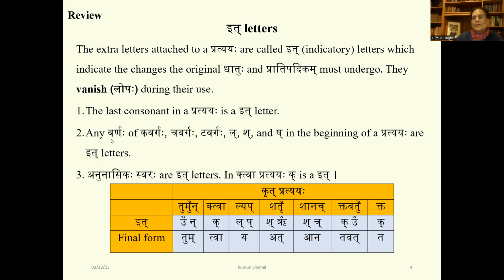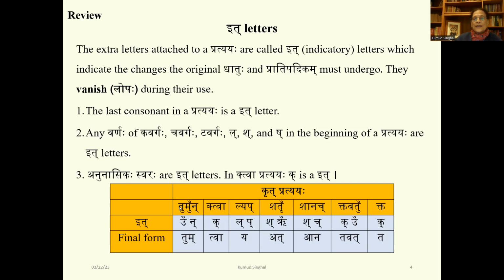Panini has about, I think, 6 or 7 rules which tell us what is an it letter. So the last consonant in a pratyaya is an it letter. Any varna of kavargaha, chavargaha, tavargaha, la, sha, and sha in the beginning of a pratyaya are also it letters. And anunasikaha swaraha are it letters. So the krit pratyayas which we are going to study are these 7. Let us see in these 7 krit pratyayas what the it letters are.